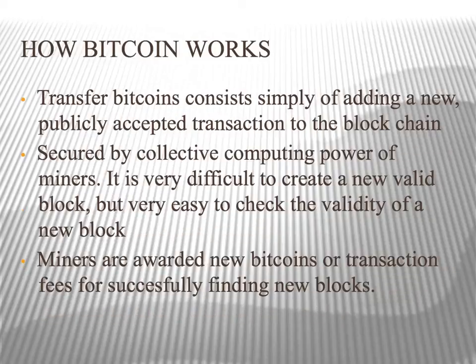The Bitcoin network is secured by the collective computational power of miners. It is very difficult to create a new valid block, but it is very easy to check the validity of a new block. Miners are awarded new bitcoins or transaction fees for successfully finding new blocks.